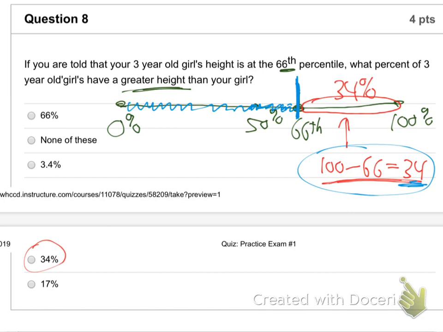No calculation needed. Yeah, we'll get to some of those calculation ones. Good question. We'll get to some of those in a minute.